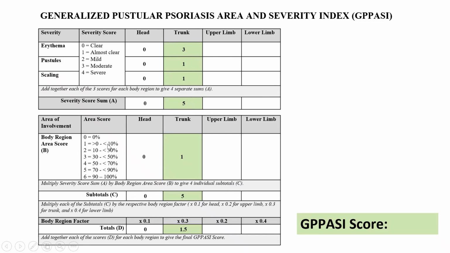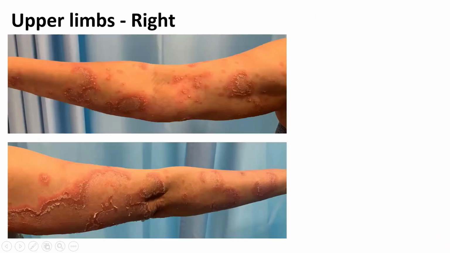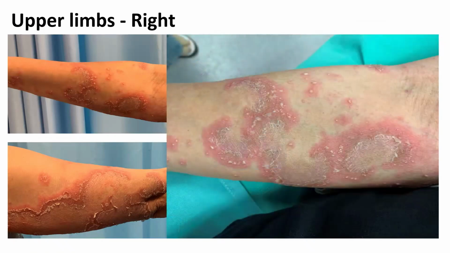And since the area involved is definitely less than 10%, it gets a score of 1. So 5 times 1 is 5. And the weighted score for trunk area is 0.3. So the total score for trunk area is 1.5. Next, the upper limbs. You can see this is the right upper limb. It's bright red. If you can see the close-up photo here, the pustules are moderate. Some are coalescing. Scaling is limited to the periphery of the lesion.